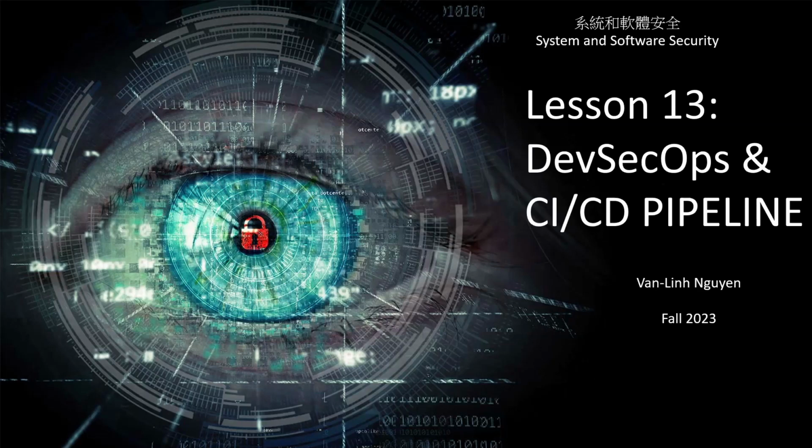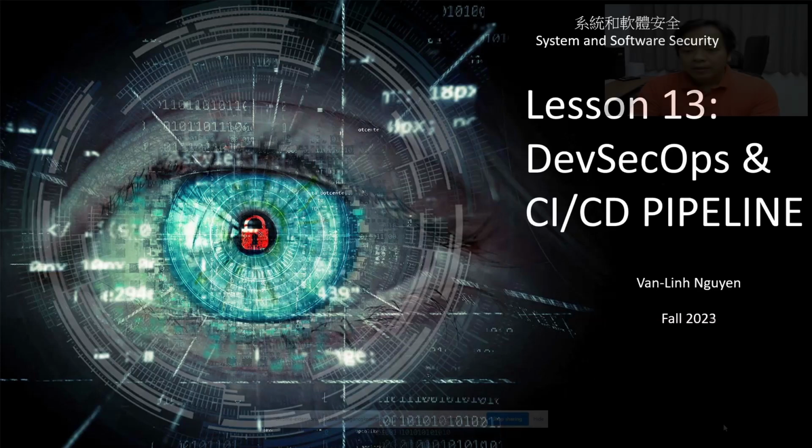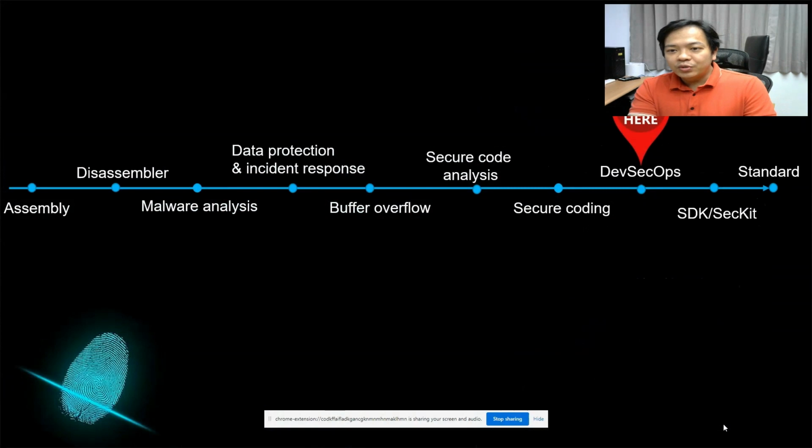Okay, hello everyone. So this is lesson 13. We focus on DevSecOps and the CI/CD pipeline. Last week I taught you how to do secure coding and make sure our source code is safe, and you can use some software to verify the source code and check for bugs and vulnerabilities.